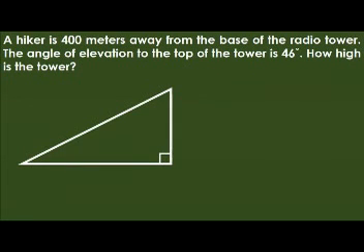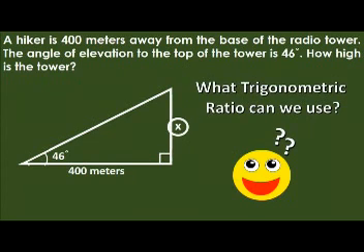This is the radio tower, and we don't know how tall it is, so we can label this as x. The hiker is standing 400 meters away from the tower, so I'm going to label this length as 400 meters. Now, the angle of elevation from the hiker to the top of the tower is 46 degrees. This diagram is simply a right triangle. Our goal is to solve for the height of the tower. What trigonometric ratio can we use?